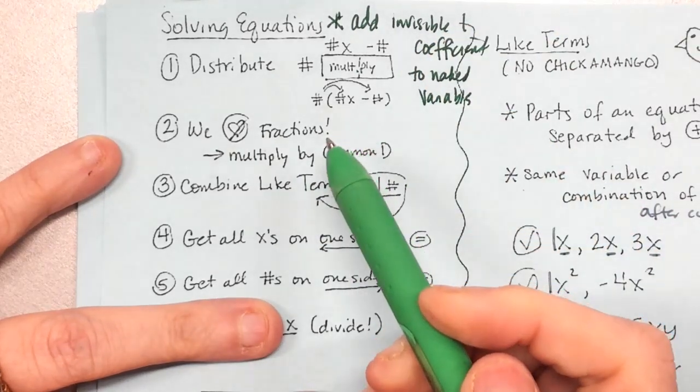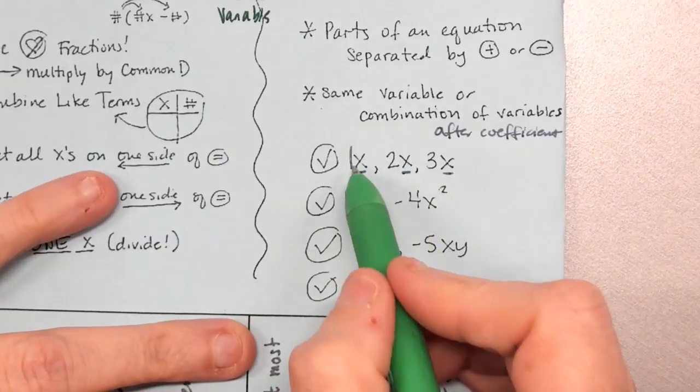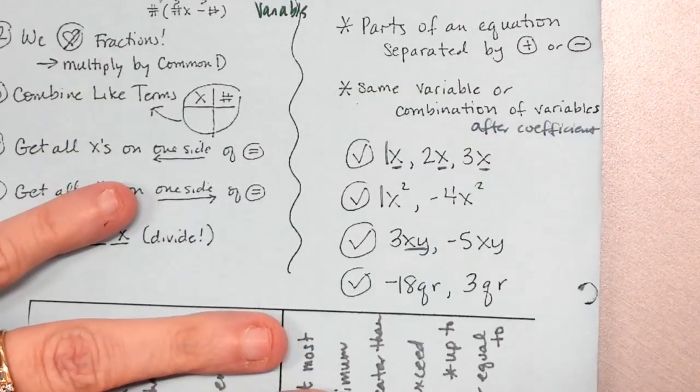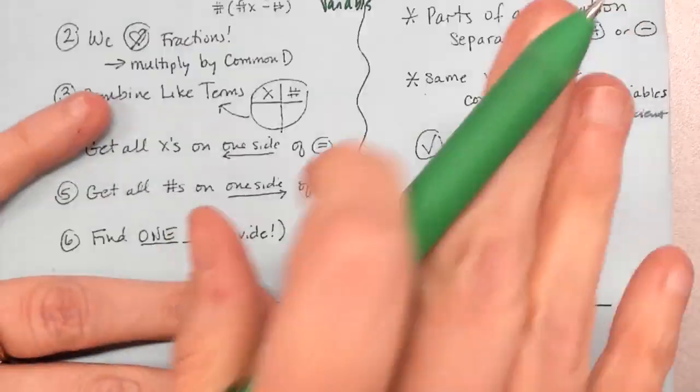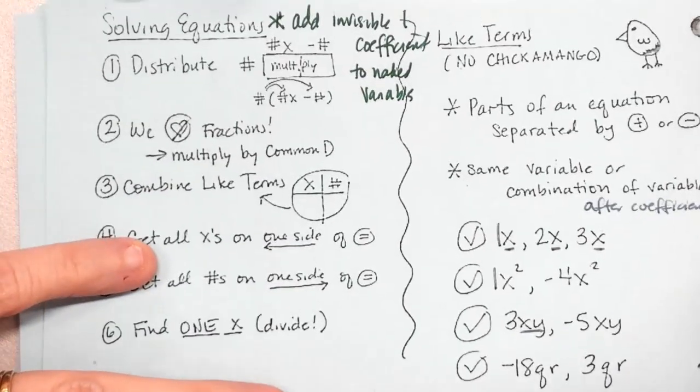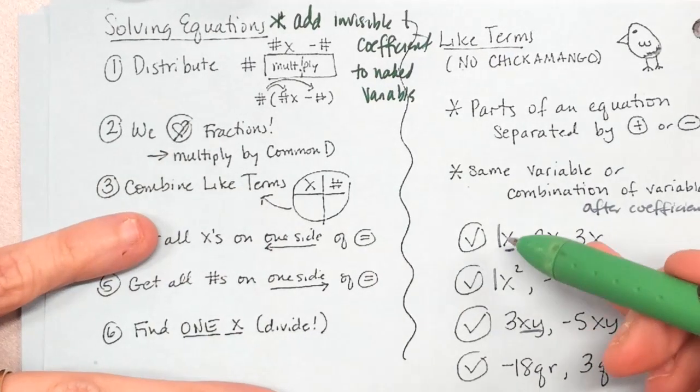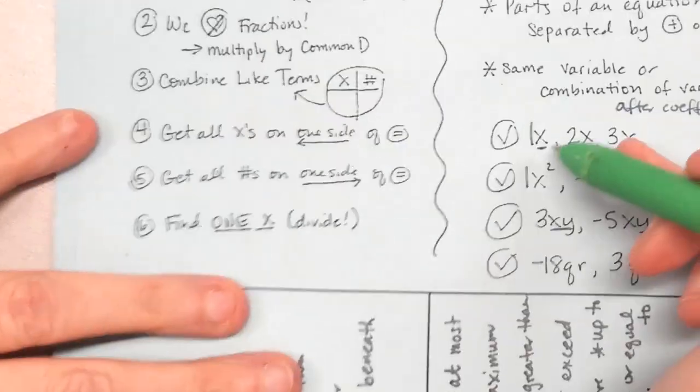Naked means they don't have anything on them. So if I just see an x like this, I'm going to add a 1 to it because I want it to have a coefficient. It's kind of just sitting there naked. I want to give it a coefficient because otherwise I'm not going to be able to tell. It's going to mess me up later on, okay?